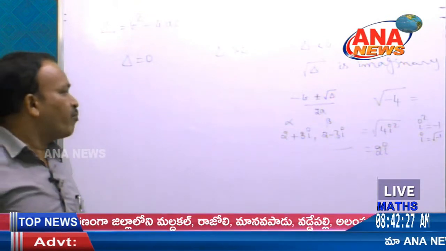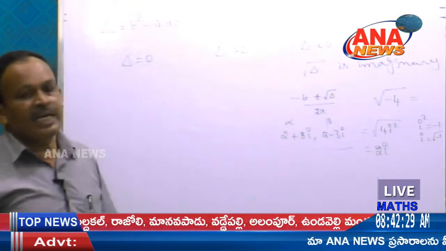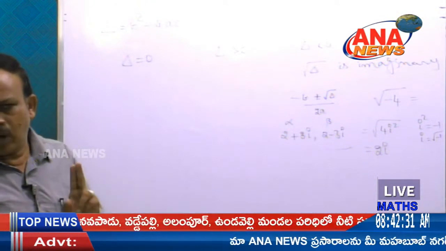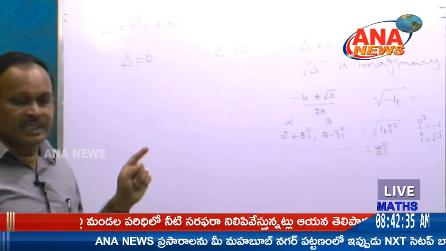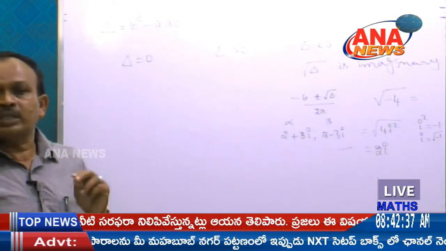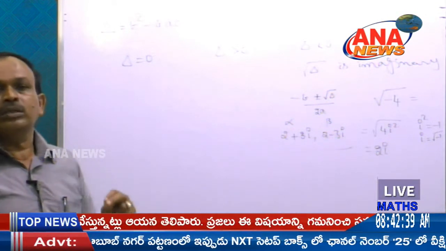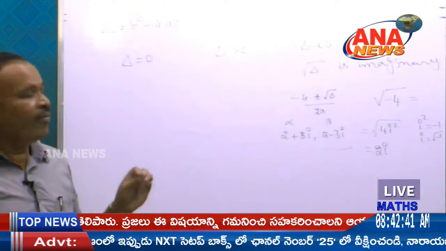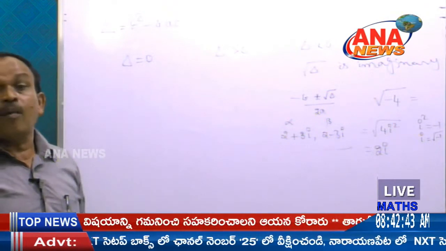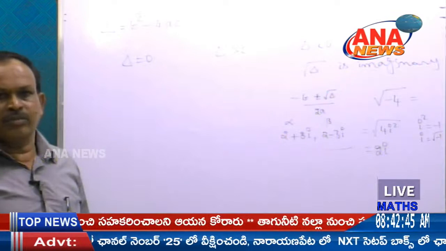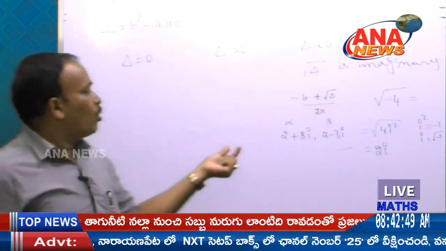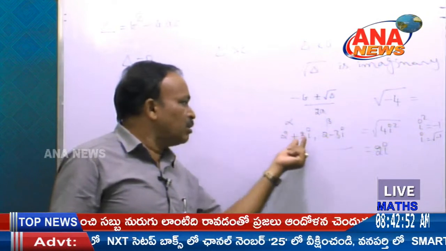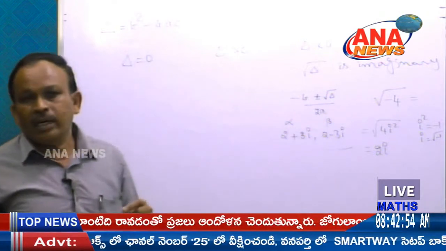Why? The sum of these two values is real. If the sum and the product of two complex numbers are real, that type of complex numbers are called conjugate complex numbers. Okay, we will discuss that in the complex numbers chapter, which is one chapter in our intermediate. We will discuss it there. Now, 2 plus 3i and 2 minus 3i are called conjugate complex numbers.